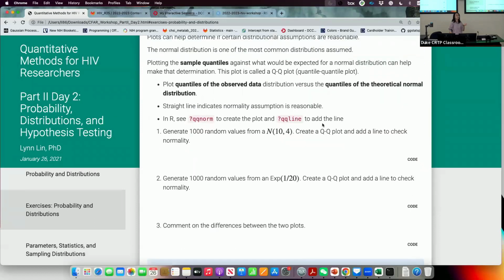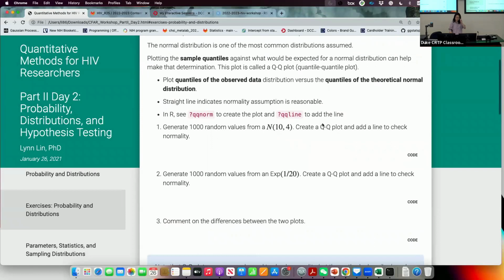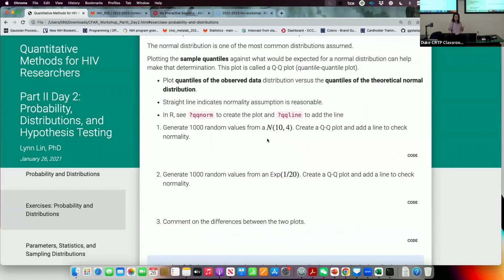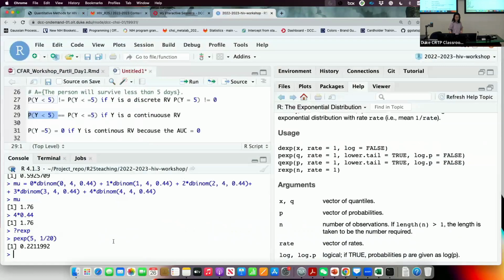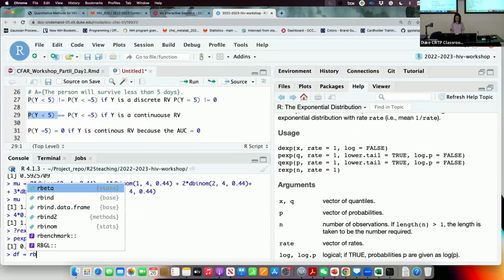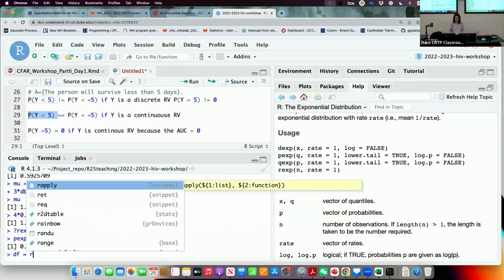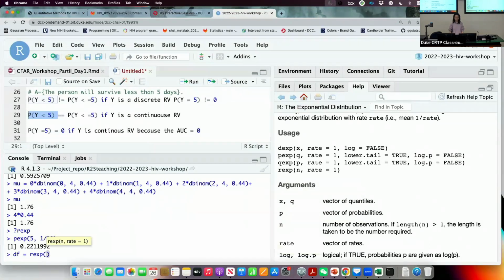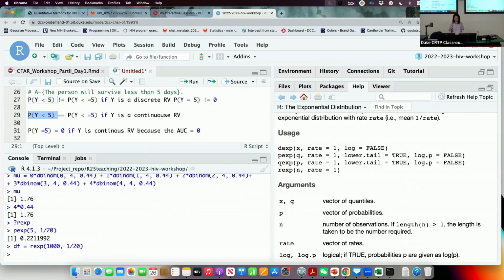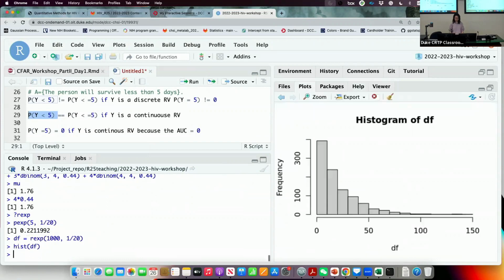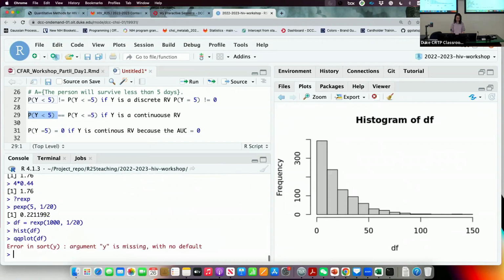Have you heard of the QQ plot before? Yes, you probably heard of that. So basically, you are going to look at the QQ plot. For example, if I generate a random variable, this is rnorm. Instead, let me generate a random variable from the exponential distribution. I'm going to generate 1,000 random variables, with rate being 1 over 20. Then if you look at this histogram, obviously you know it's heavy tailed. And another way to look at this is to call qqplot, and then this df.